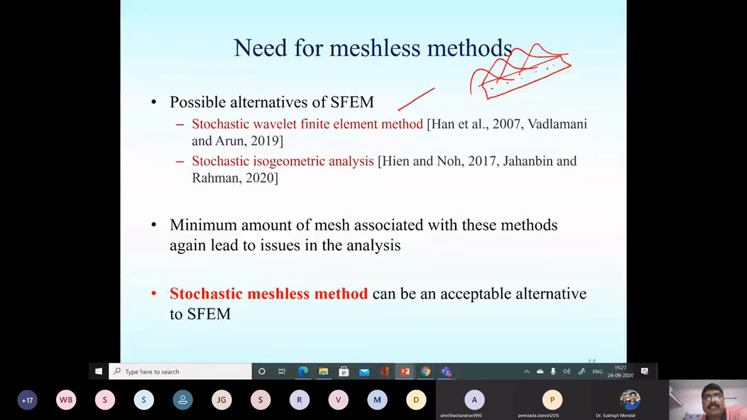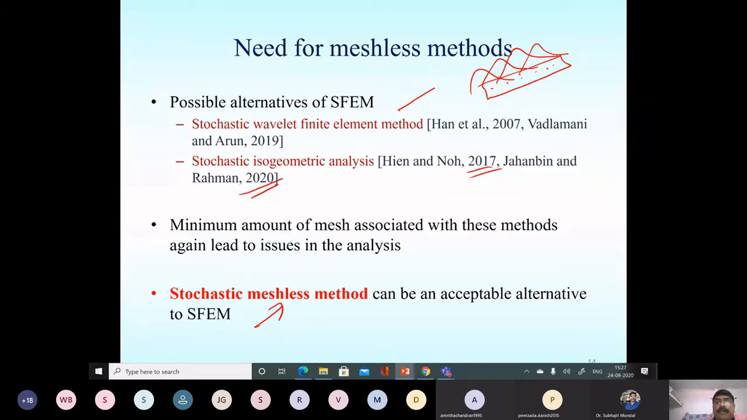Similarly, isogeometric analysis is a new area which started developing only after 2010. So stochastic isogeometric analysis is a very recent hot area. But in all these cases you require a mesh, a minimum amount of mesh. So another alternative is the stochastic meshless method. In today's talk, we concentrate on this particular aspect, the stochastic meshless method. And when I say meshless method, it doesn't have a mesh. It doesn't have elements.